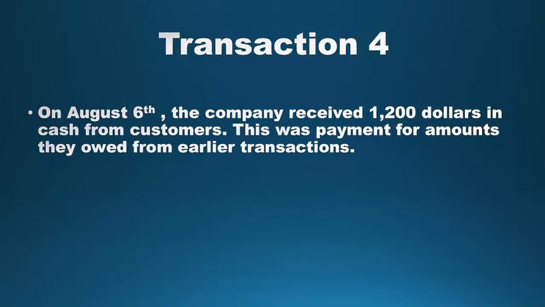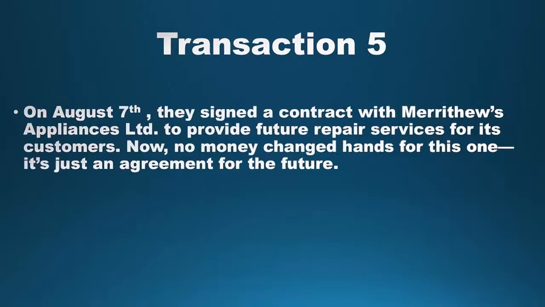3. On August 3rd, they paid $980 for the office rent for August. 4. On August 6th, the company received $1,200 in cash from customers. This was payment for amounts they owed from earlier transactions. 5. On August 7th, they signed a contract with Merithew's Appliances Ltd. to provide future repair services for its customers. Now, no money changed hands for this one.